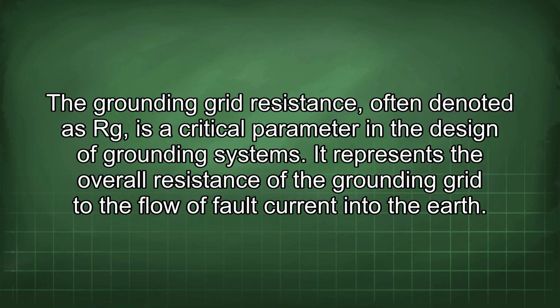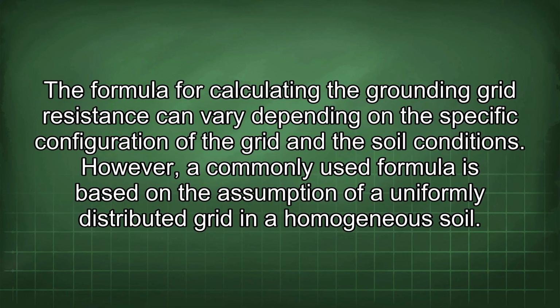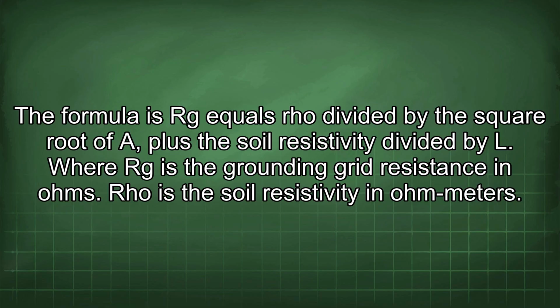The grounding grid resistance, often denoted as RG, is a critical parameter in the design of grounding systems. It represents the overall resistance of the grounding grid to the flow of fault current into the earth. The formula for calculating the grounding grid resistance can vary depending on the specific configuration of the grid and the soil conditions. However, a commonly used formula is based on the assumption of a uniformly distributed grid in a homogeneous soil. The formula is Rg equals ρ divided by the square root of A plus ρ divided by L, where Rg is the grounding grid resistance in ohms.